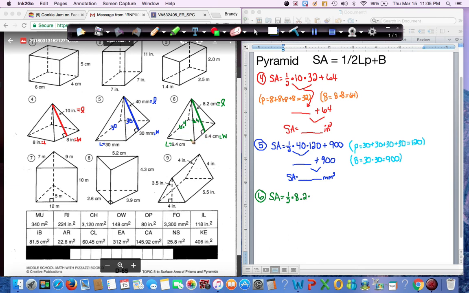These are all squares. So I'm going to come over here and we'll choose yellow green. And I'm going to do, that is kind of light. I hope you guys can see that okay. We're going to do 8.2 plus 8.2 plus another 8.2.